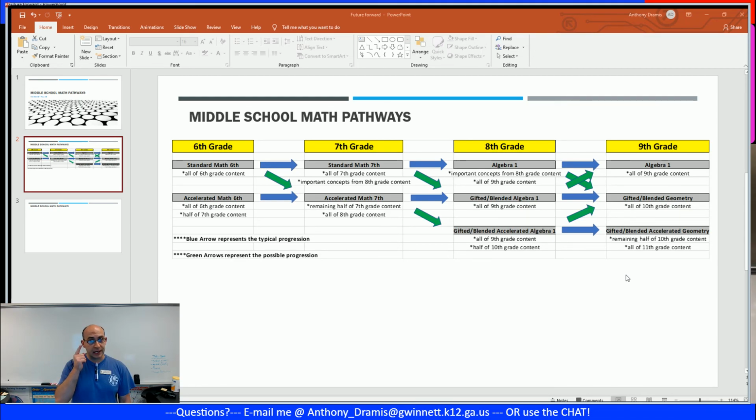Geometry is 1 year ahead mathematically. So if they're on that pathway, it's going to stay 1 year ahead of their peers. Even though it's Algebra 1 for All in 8th grade, there is a major difference when we start sending them to high school.